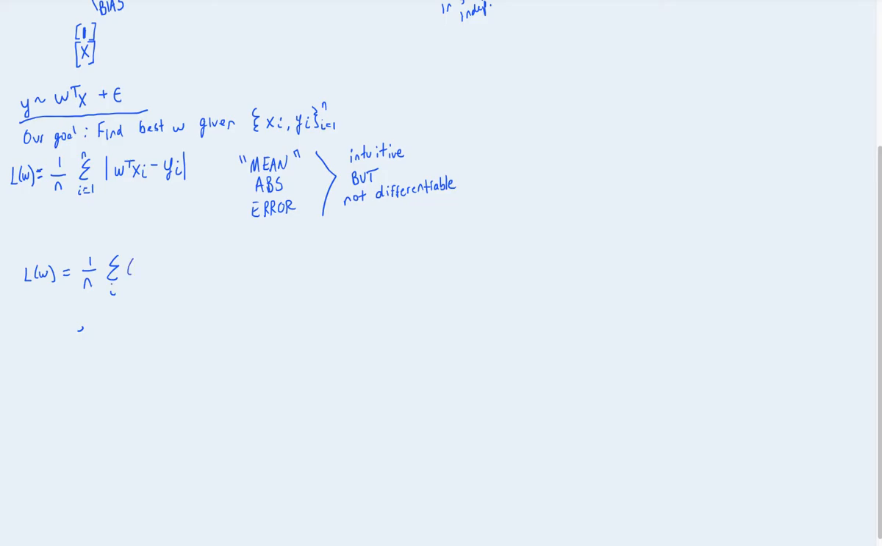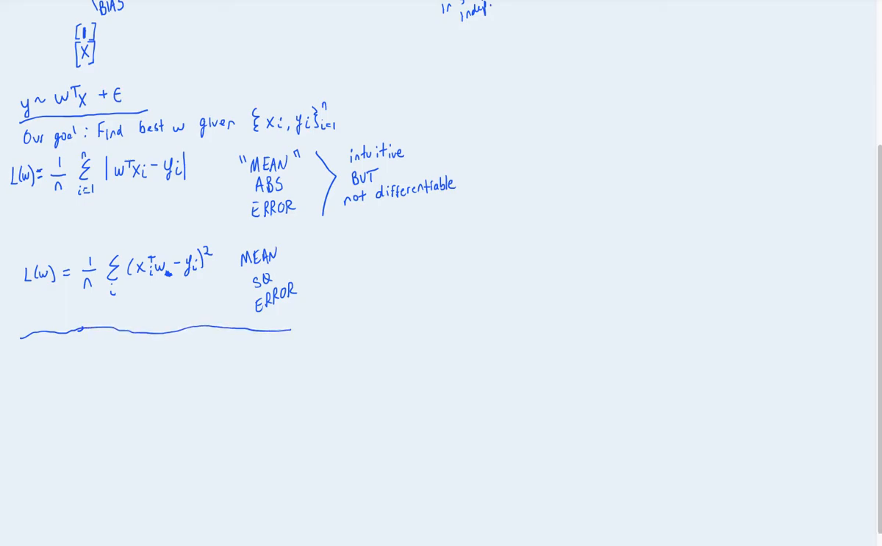And that is the mean squared error. Whoops, xi transpose w minus yi, squared. And this is just an alternative choice. It still measures the difference between what you think the output is and what the output actually is. So this is called the mean squared error. And this is differentiable.